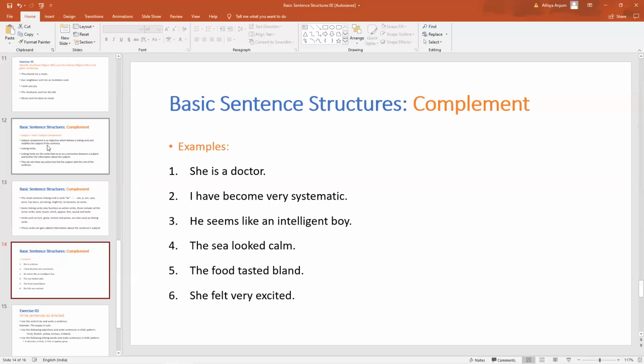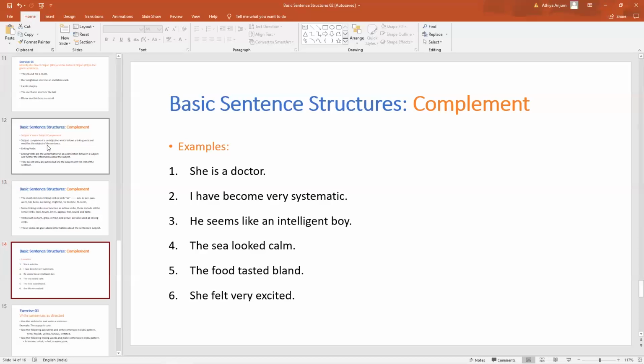So taste here. How did the food taste? Bland, no salt, no spice. Okay, it's not spicy. All right. So that, again, is the SC, subject complement. She felt very excited. Again, about whom are we speaking? About she. All right. So in this way, these adjectives describe the subject.